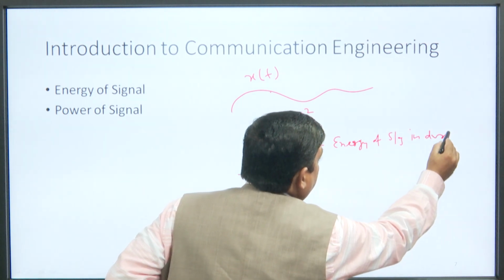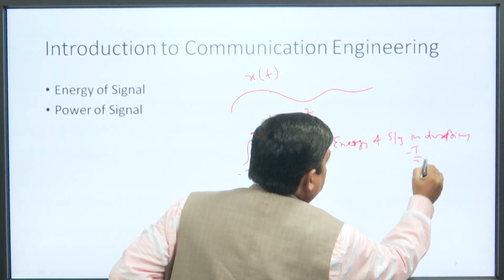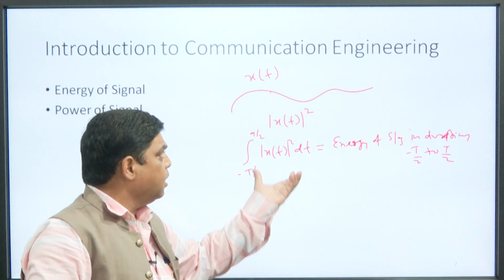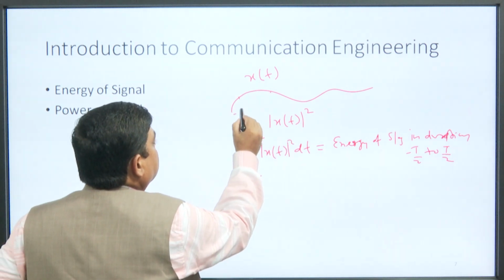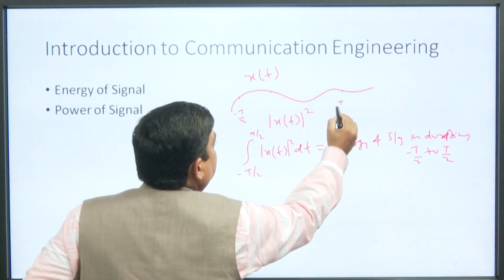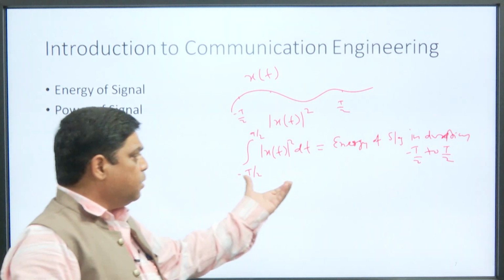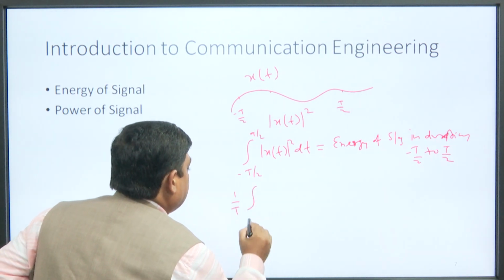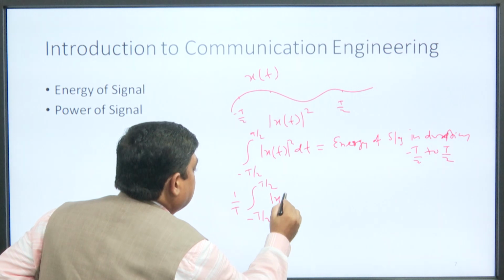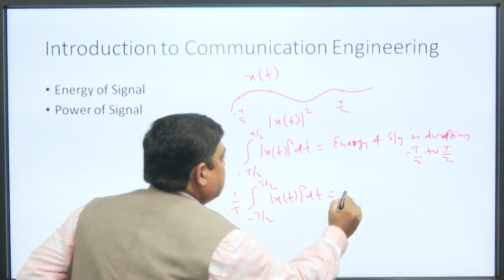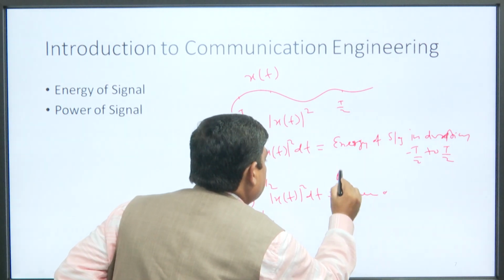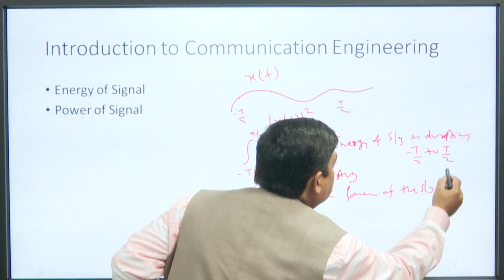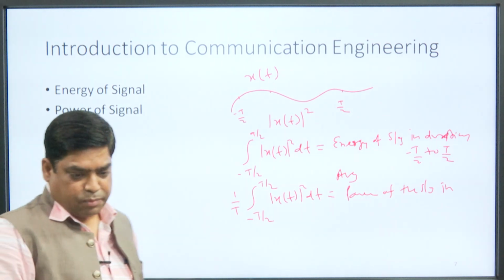in the duration minus T by 2 to plus T by 2. Now, this is the energy of signal x(t) in the time minus T by 2 up to T by 2. We can find the power of the signal by taking the average, that is 1 upon T integral from minus T by 2 to plus T by 2 of mod of x(t) whole squared dt. It is the average power of the signal in that duration. This is the average power of the signal.